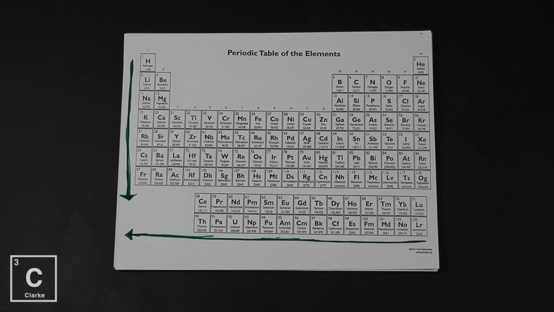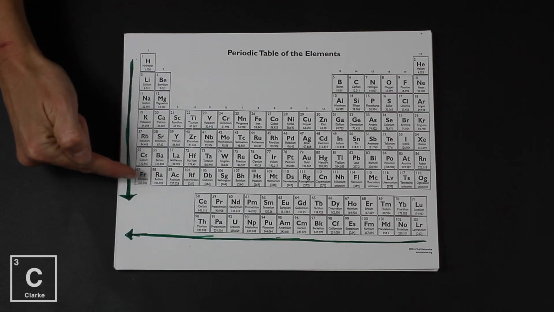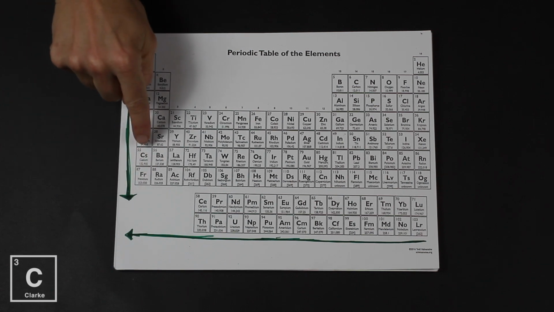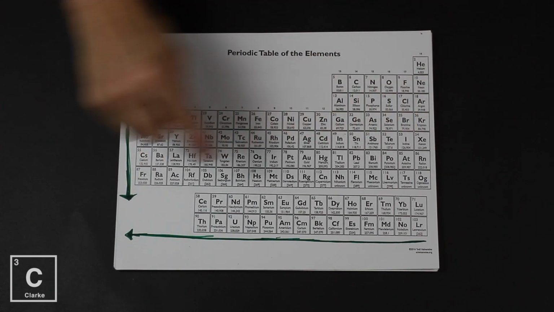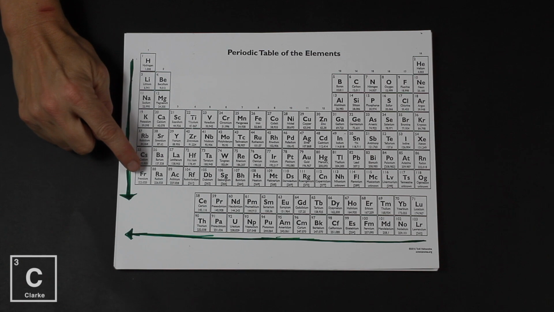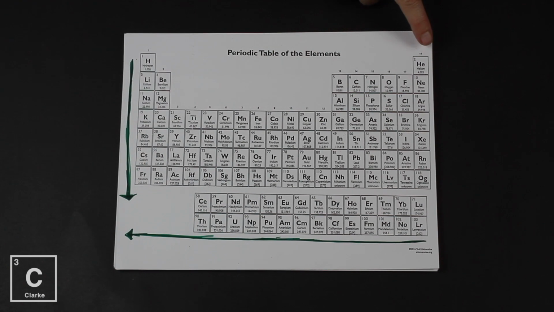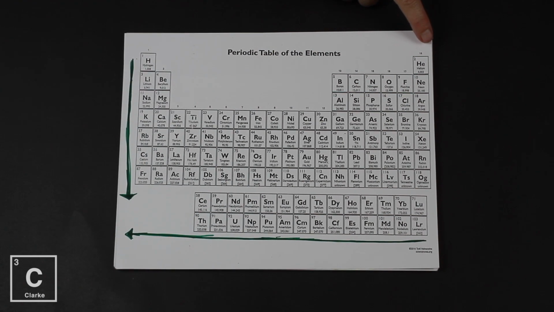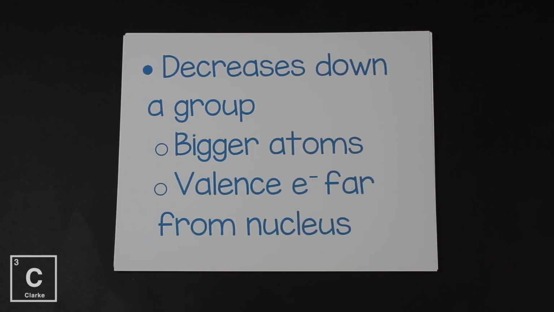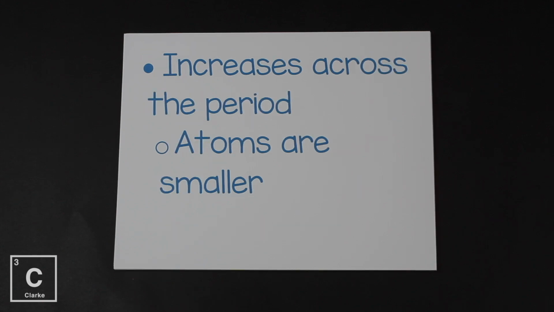And so this is what that trend would look like on the periodic table. We're getting bigger as we go down. We're getting smaller as we go across. That means francium is the biggest atom and helium is the smallest atom. So let's look at the ionization energy trend. We decrease down the group because the atom gets bigger down the group. Ionization energy increases across the period, and it's because atoms are smaller.